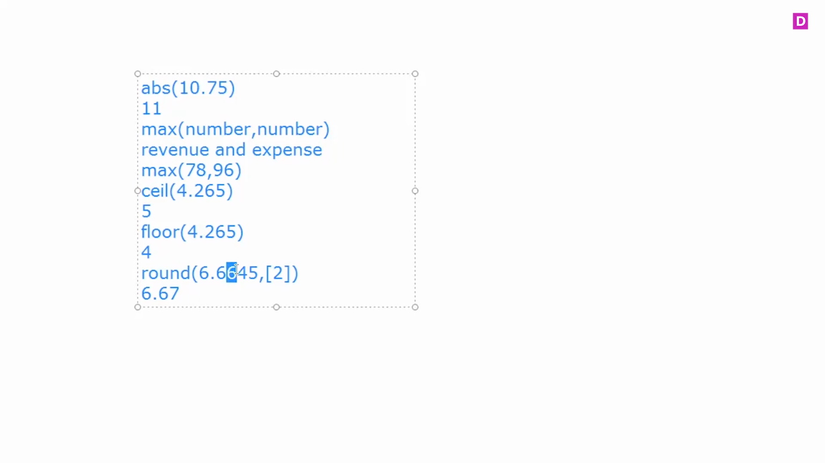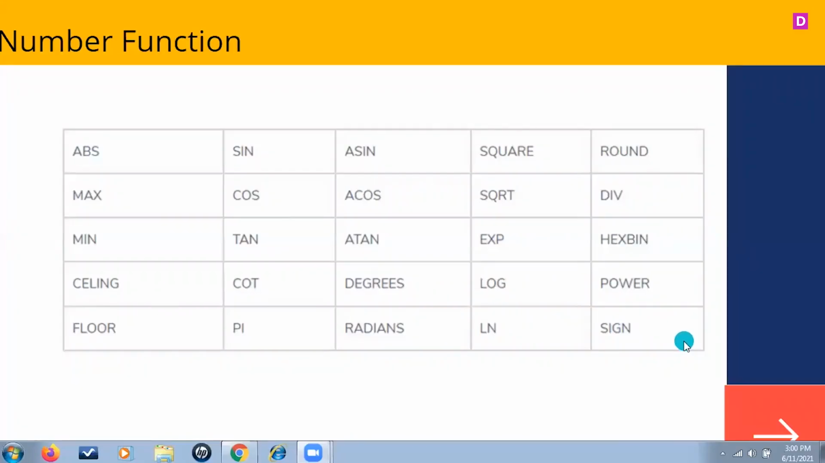So this is about your ceiling functions. Then you have pi value, degree, square root, exponential. All of these can also be used in your number functions. So just to give you an overview of the number functions, I'm explaining all of these things.